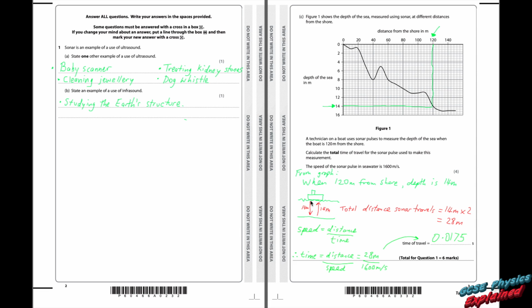Now with sonar, you're going to send the signal down, it's going to bounce off the seabed, and then the signal is going to come back up to the ship. So the total distance that the sonar is going to travel is 14 metres times 2, so 28 metres. Use our standard equation, speed equals distance over time, rearrange that, so time is distance over speed. So that's 28 metres over a speed of 1,600 metres per second, and that will come out as 0.0175 seconds for that signal to go down and come back up again.